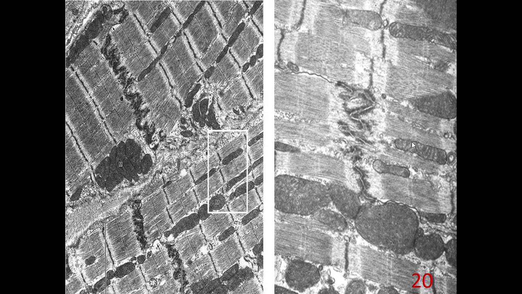In these two electron microscopic views, the light staining area is the I band, and the dark staining area is the A band, and the Z line is observed here. Also, discus intercalaris between the cardiac muscle cells are observed beside mitochondria.